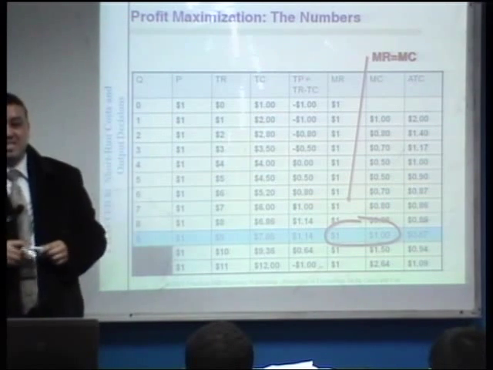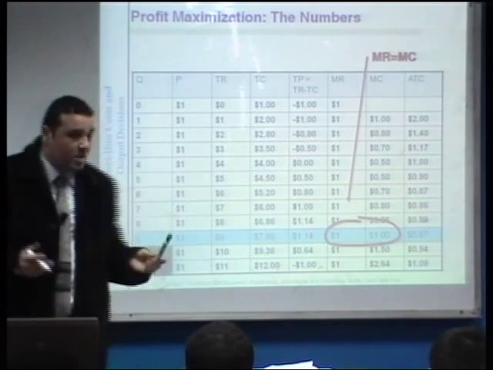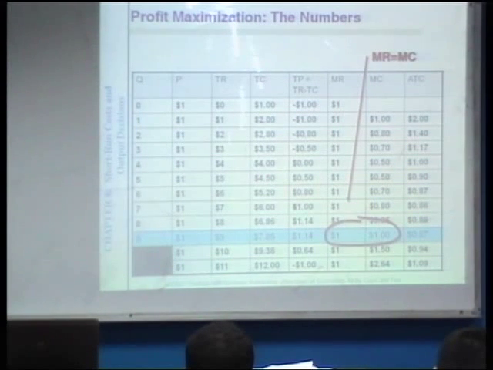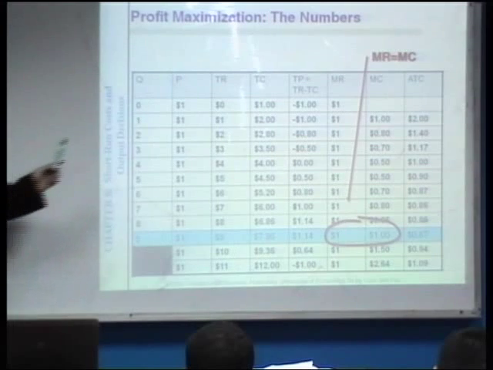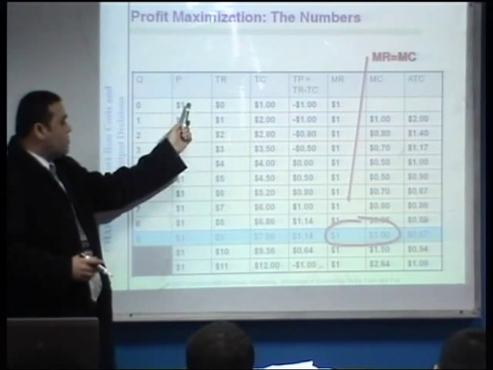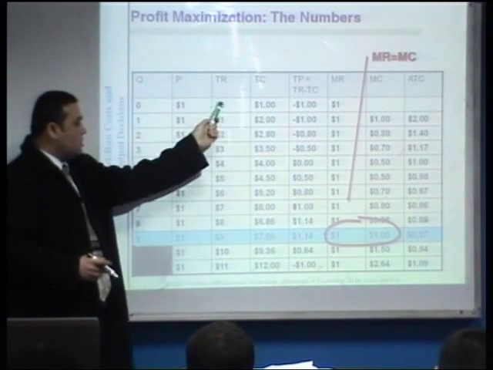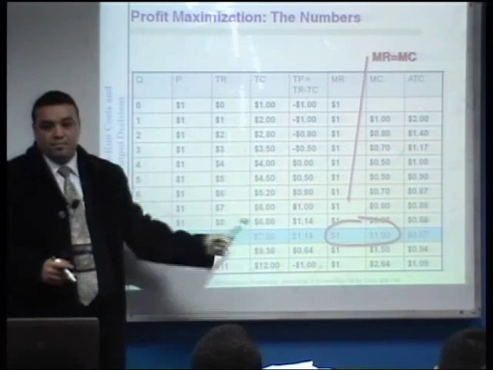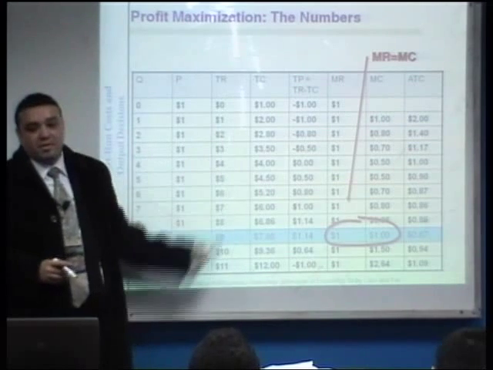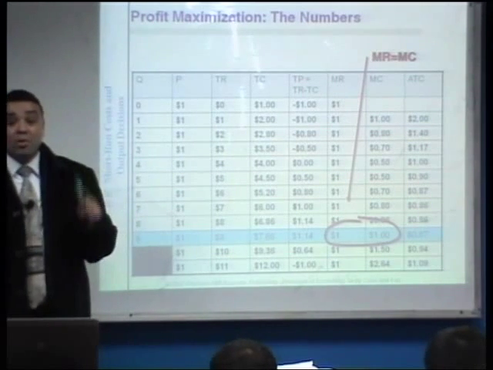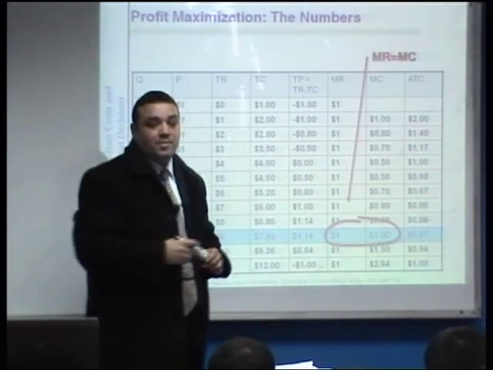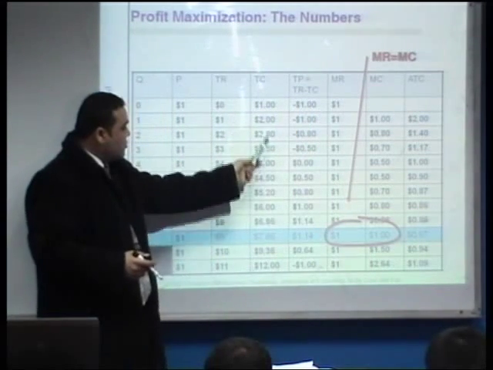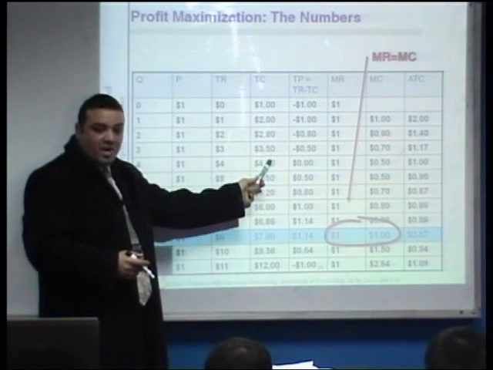So how much is the total revenue? Total revenue equals price times the quantity. As we mentioned, the total revenue equals the price times the quantities. So in this case, 1 times 0 equals 0. 1 times 1, 1. 1 times 2, 2, and so on. This is the total revenue, right? And suppose that we calculated the total cost, and it was 1, 2, 2.8, 3.5 and so on.